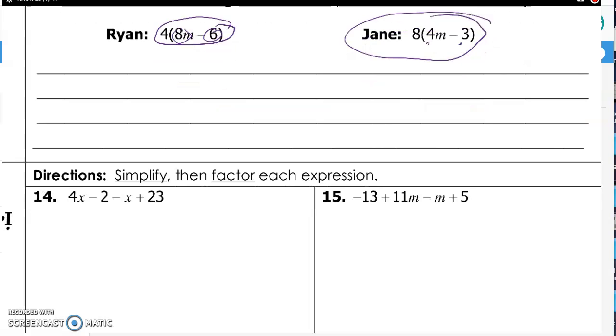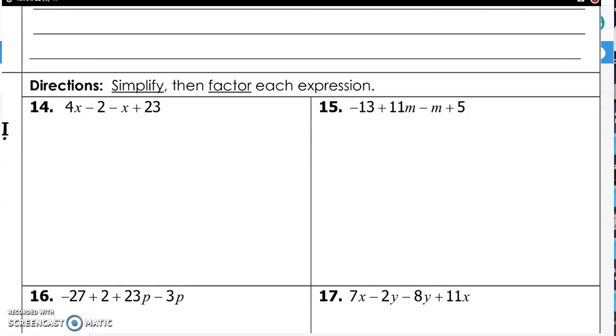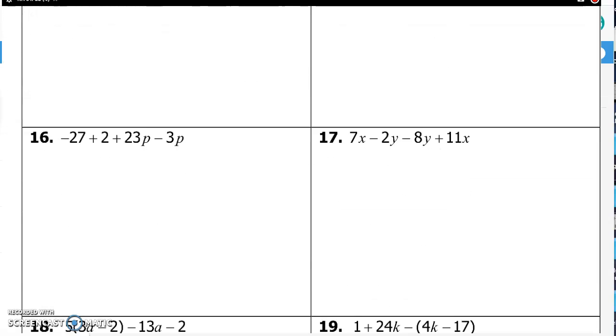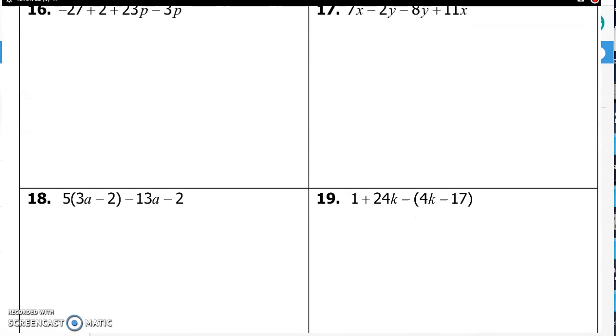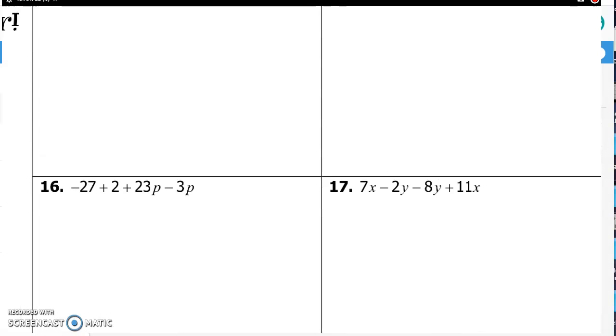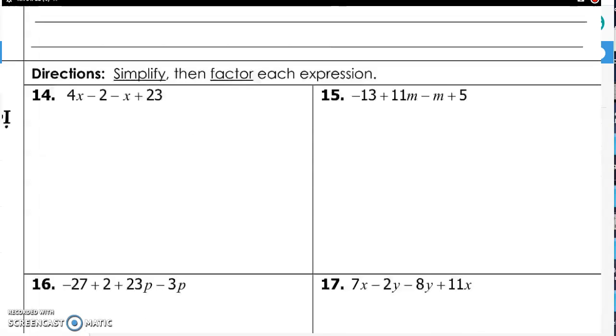So these next problems are going to be all the stuff that we've worked on so far. So first you're going to simplify. So you're going to combine your like terms, and when we get down further, you're going to distribute and then combine your like terms and then factor.